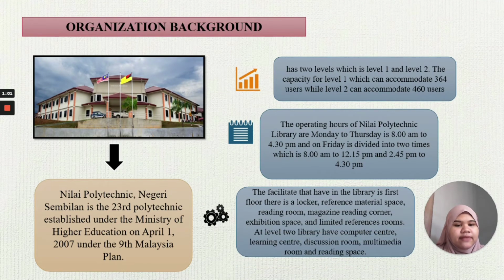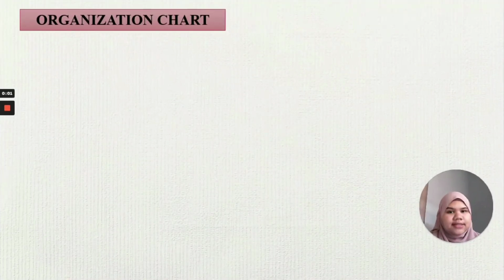The facilities in the library on the first floor are a locker, reference material space, reading room, magazine reading corner, exhibition space, and limited reference room. And at level 2, the library has a computer center, learning center, discussion room, multimedia room, and reading space. Next is the organization chart.